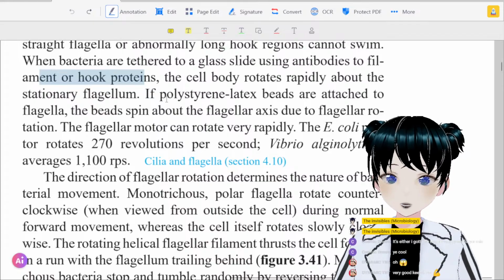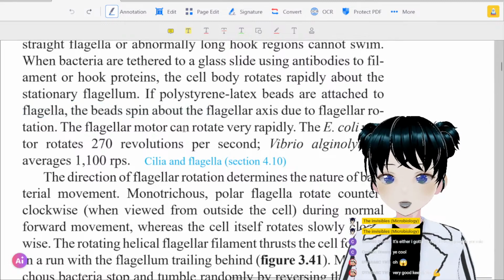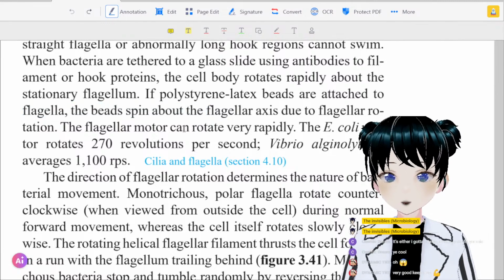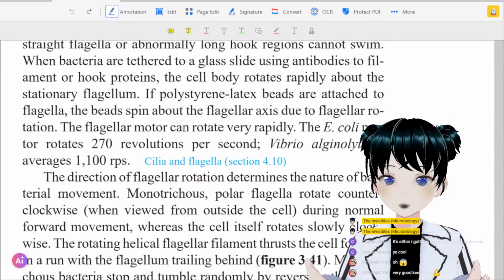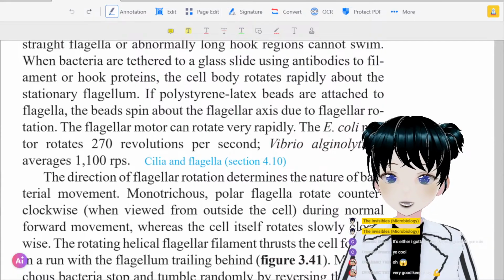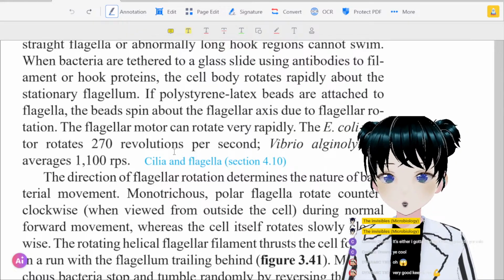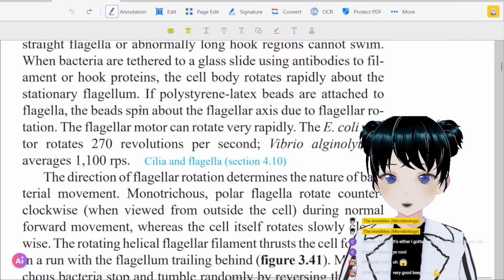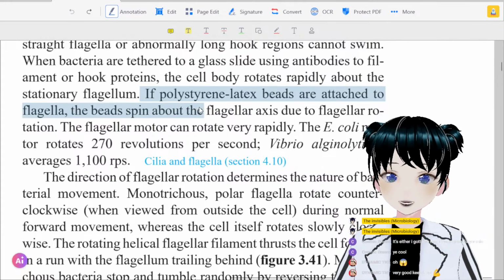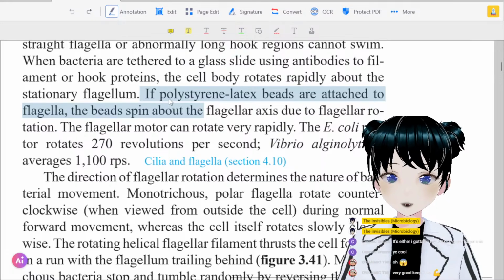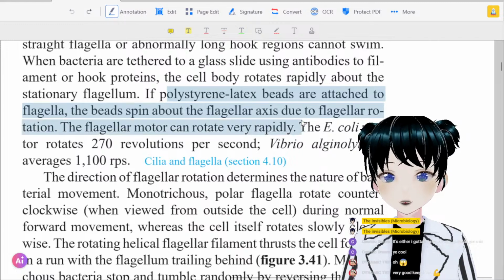If the flagella were moving in a straight direction, it would have never rotated. It would have been still stuck, just like a car trying to move forward in a straight line, even though it is stuck, it won't rotate. But with propellers, if you stick them and they are unable to move, the only way they will move is rotation, because that's the only type of force that is not blocked. If polystyrene latex beads are attached to flagella, the beads spin about the flagellar axis due to flagellar rotation.